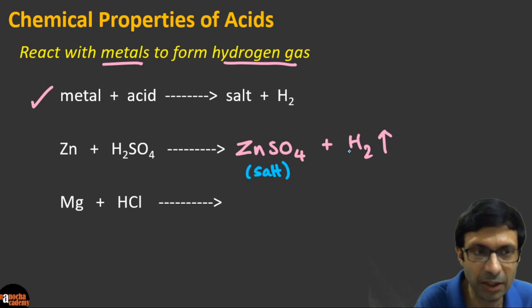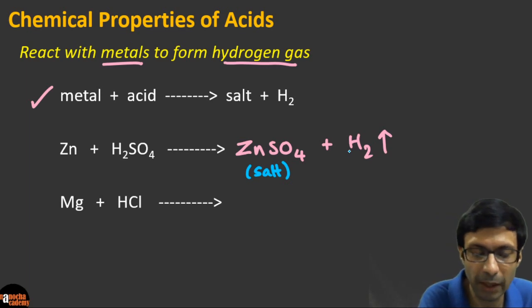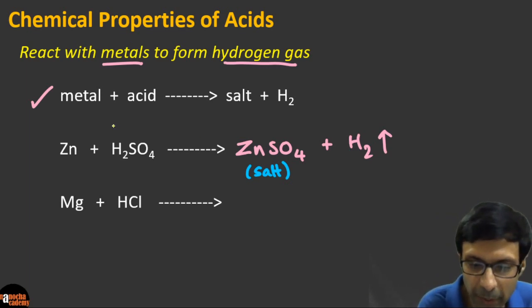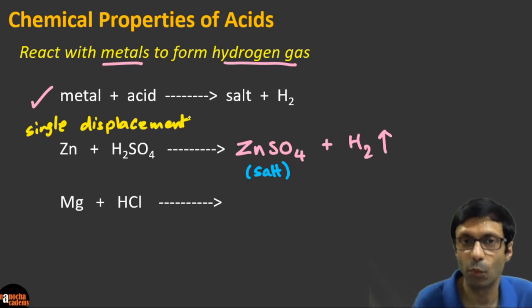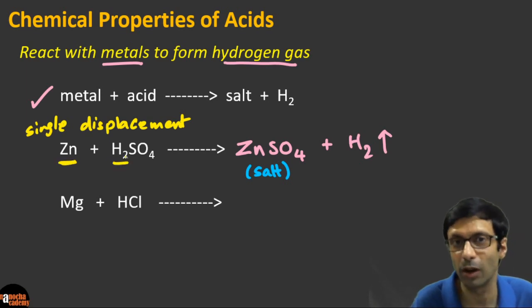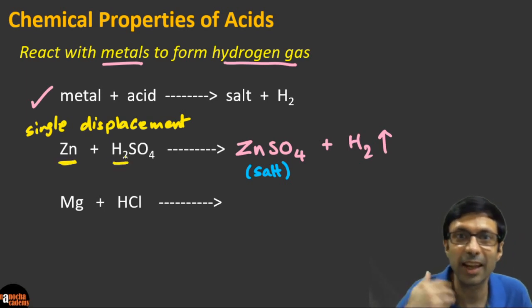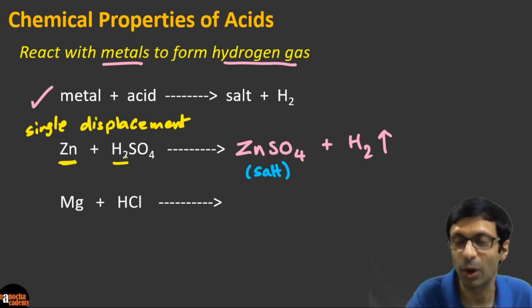Excellent, I see the right answer. This is a simple displacement, or what is known as single displacement. Now, what is happening here? Why is it called a single displacement reaction? So this one, let's write that. So this is a single displacement reaction, or simply displacement reaction. And why is that? Because the metal zinc is displacing out hydrogen. Can you see? It just kicks out hydrogen from sulfuric acid and takes its place there. And so hydrogen comes out.